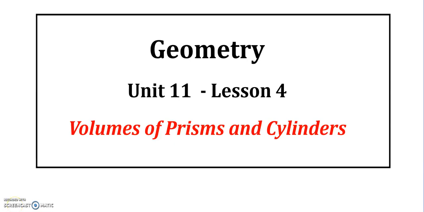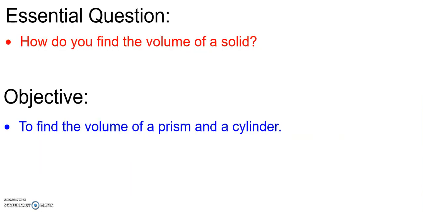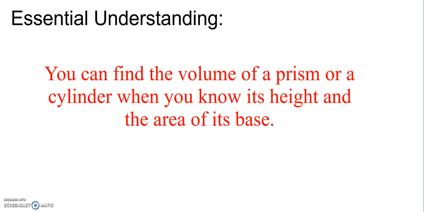Coming at you with Unit 11, Lesson 4, Volumes of Prisms and Cylinders. Our essential question is how do you find the volume of a solid, and our objective is to find the volume of a prism and a cylinder. Your essential understanding is that you can find the volume of a prism or a cylinder when you know its height and the area of its base.